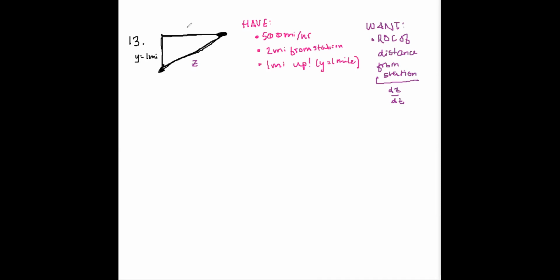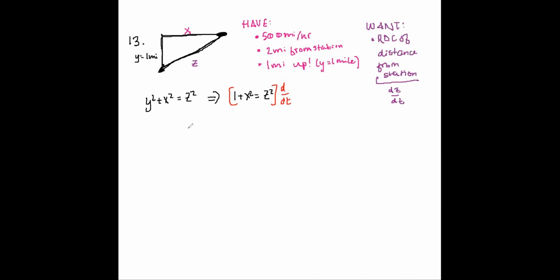So let's call this x. By the Pythagorean Theorem, we have y squared plus x squared is equal to z squared. We know that y is equal to 1, so y squared is equal to 1. So I can say 1 plus x squared is equal to z squared. This is our equation that relates the two. Let's go ahead and differentiate.